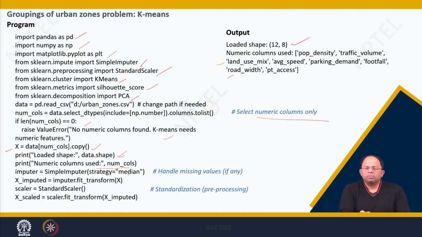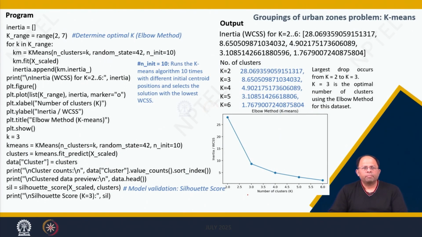And then we use imputer.fit_transform to check if there are empty values, and then we fill those empty values as well. So, the new data set is X_imputed. Then we use StandardScaler to scale those values, like scaler.fit_transform of X_imputed, and once it is scaled, we are storing it in X_scaled. This is the standardization process, right. These are pre-processing steps.